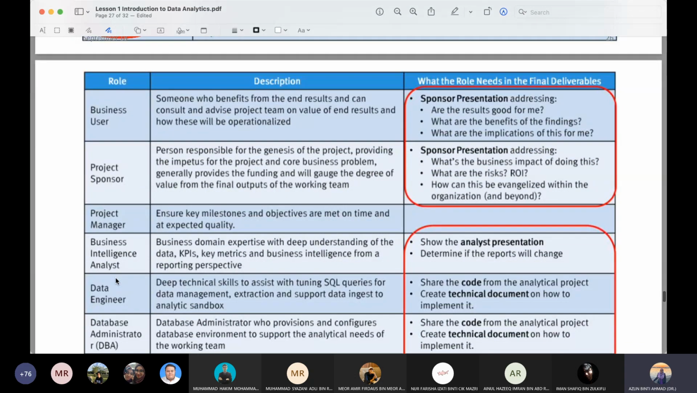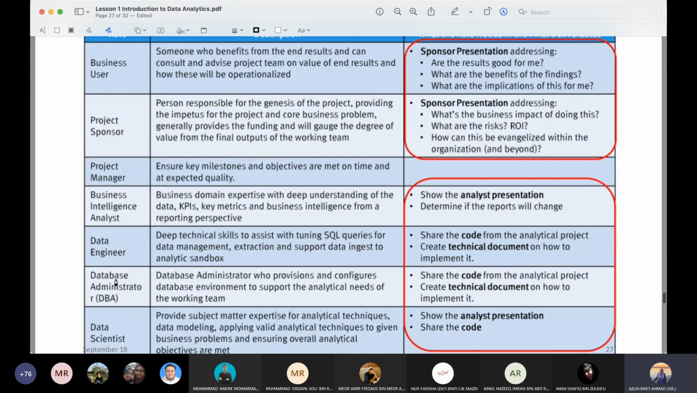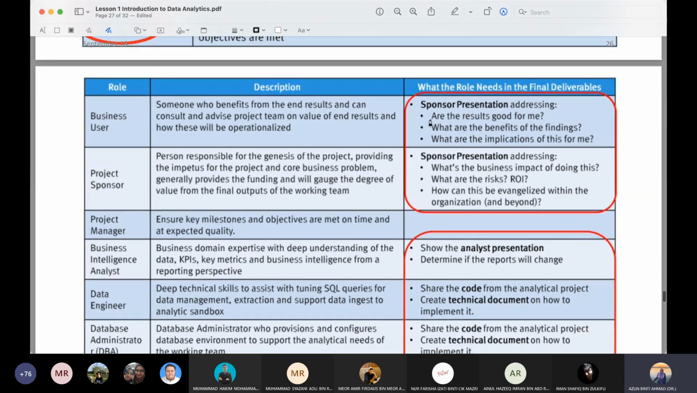So these are the roles. Kita balik back to our business. So this one roles, and then what roles need in the final deliverables. So ini maknanya during, okay, before and during the project. But after that, okay, business user need to see, dia akan tengok, okay, what kind of things.